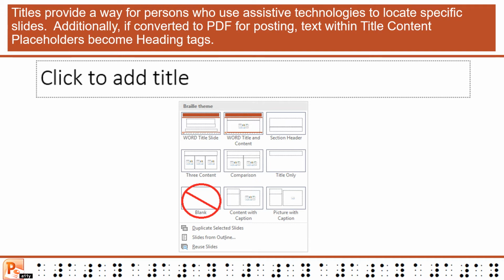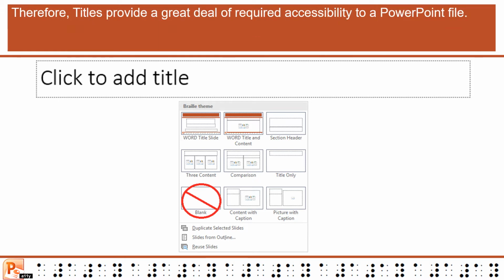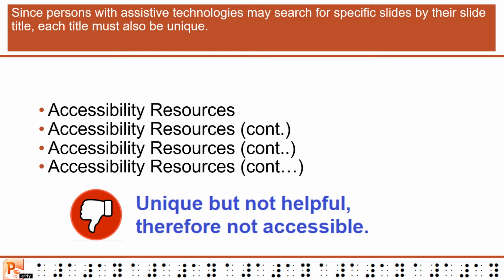Additionally, if converted to PDF for posting, text within title content placeholders become heading tags. Therefore, titles provide a great deal of required accessibility to a PowerPoint file. Since persons with assistive technologies may search for specific slides by their slide title, each title must also be unique.